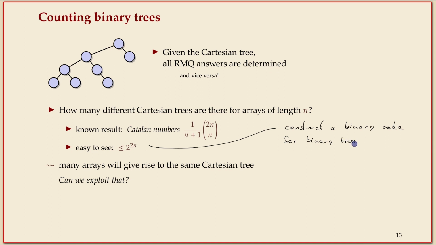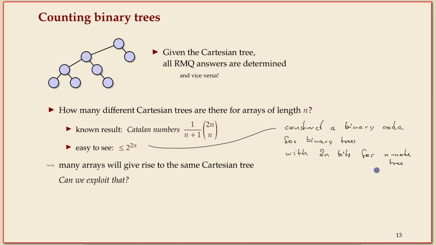So that if the tree has n nodes, the binary code uses 2n bits. And why is that the case? Well, the code should be unambiguous. You have to be able to decode the tree again from this code. So there's at most as many trees as there are binary strings of that length. And the number of those binary strings is 2 to the 2n.